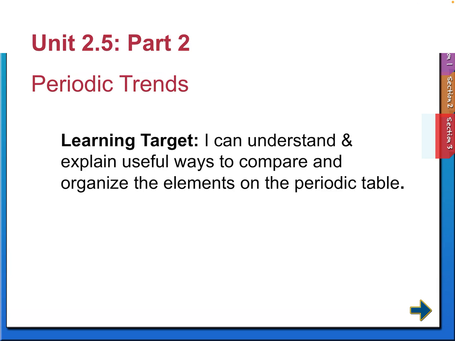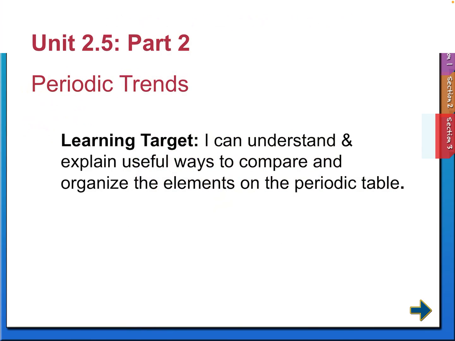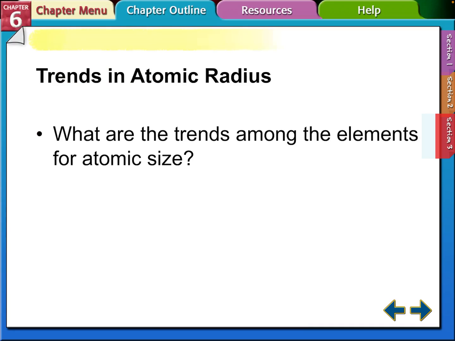So last class we color-coded the periodic table and noticed that certain types of elements were bunched together. Now we're going to focus on the element properties, like their size and how they relate to other things. So, okay, here we go.